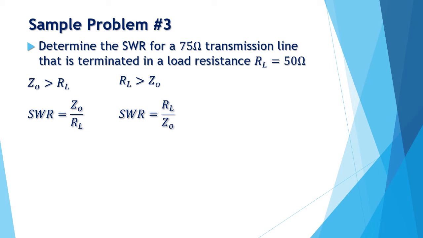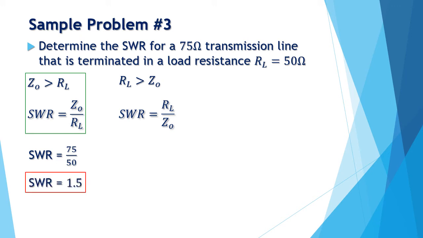Now, this needs a little judgment on our part to decide which formula we will use. In this case, we can see that the characteristic impedance Z sub O is greater than the load resistance R sub L. So we're going to use the first formula, SWR equals Z sub O divided by R sub L. So let's just plug our values in this formula. We have SWR equals 75 divided by 50. And solving for this, we have SWR equals 1.5.